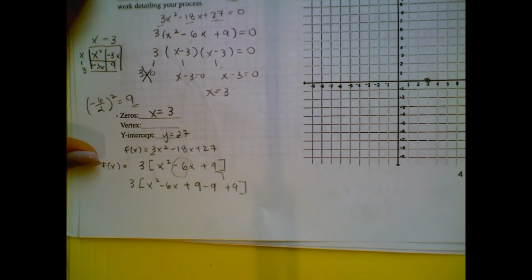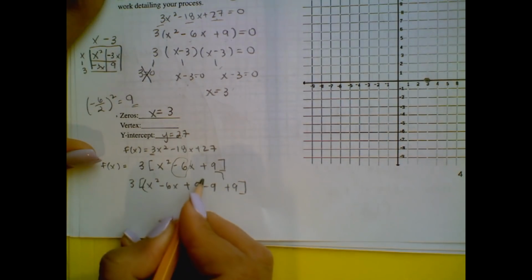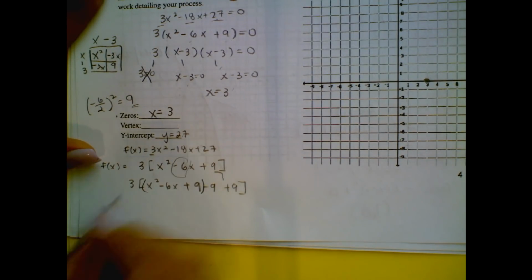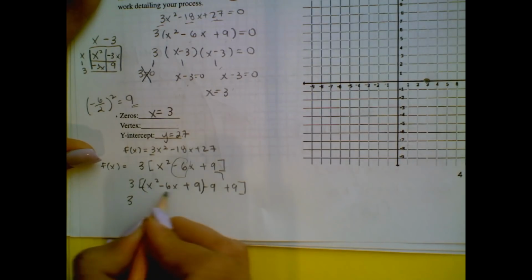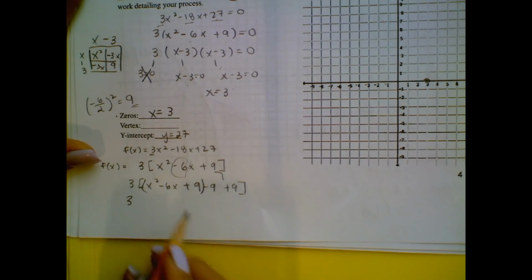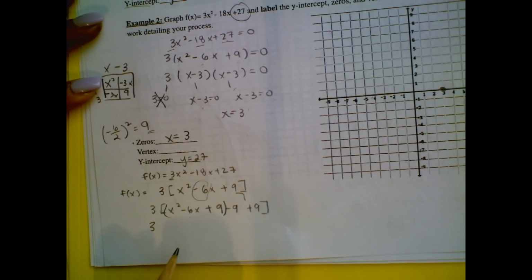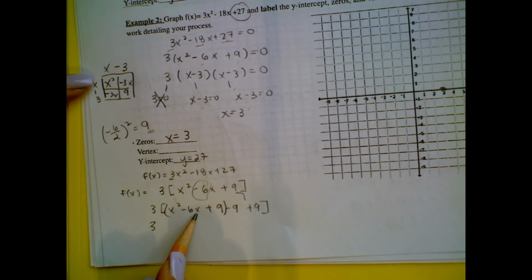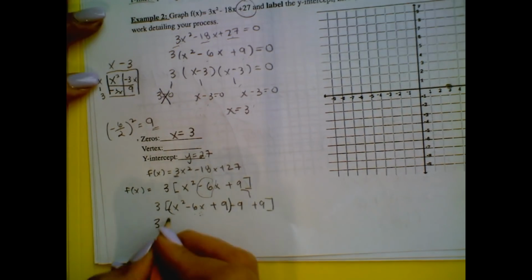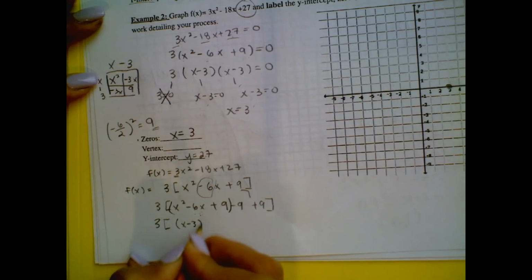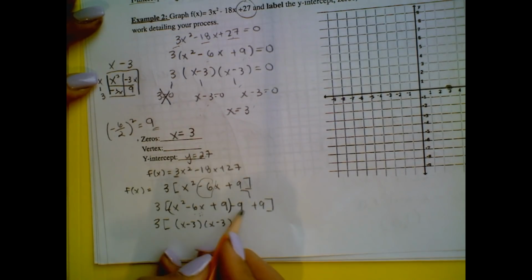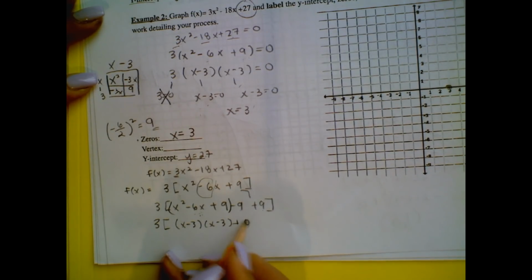The next step in our vertex process is to group the first 3 terms. Then you're going to factor those first 3 terms. And what's nice is, coincidentally, I already did that. It's not always going to be like that, by the way. But this was already factored up here, so I don't have to redo another box. I already know that it's x minus 3 times x minus 3. And then minus 9 plus 9 is just plus 0.